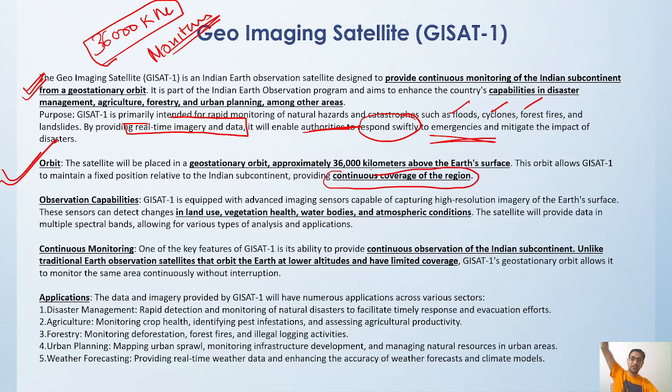It will be fixed at a particular location, and it will be sending the data from that fixed location. There will be very high resolution sensors and high resolution imagery services. The sensors will be able to detect the type of land use, the type of vegetation, the vegetation health, whether the vegetation is good, bad, or in a different shape, types of water bodies, underground and upper water bodies, and atmospheric conditions, which are all part of it.